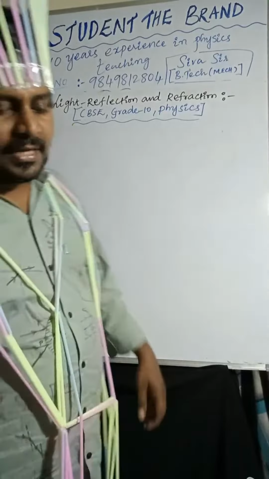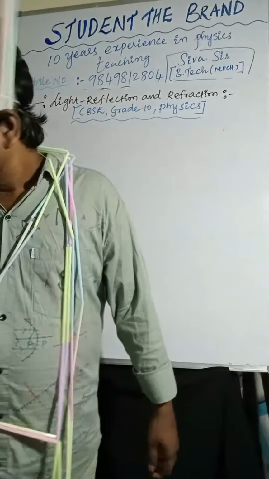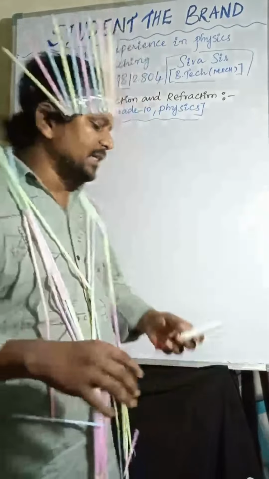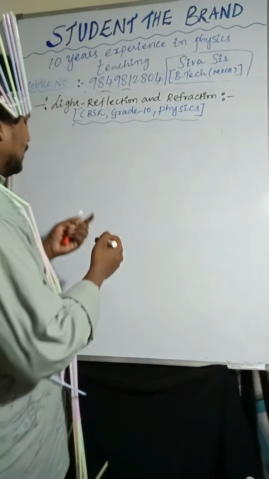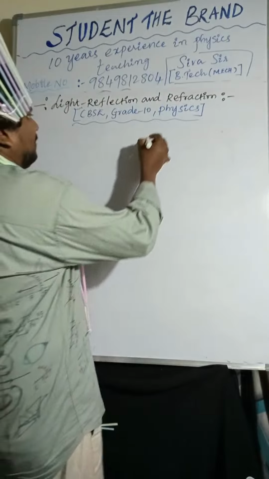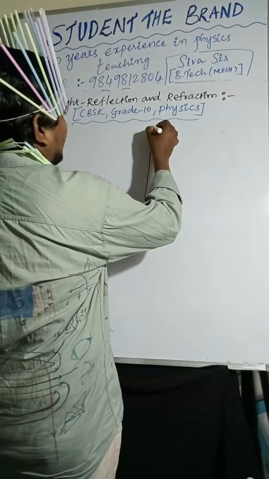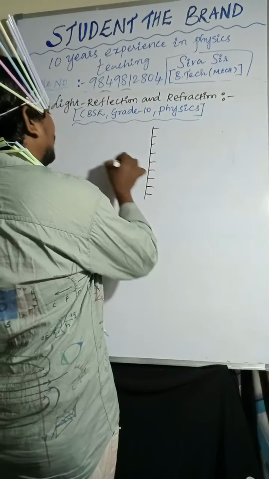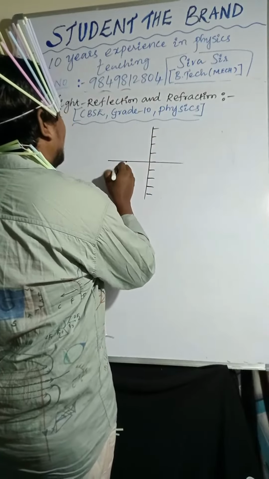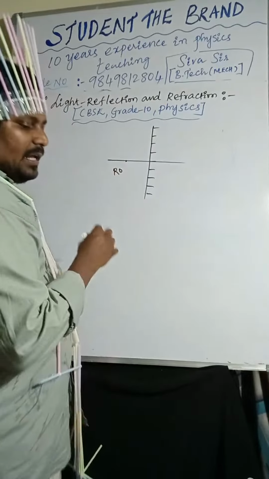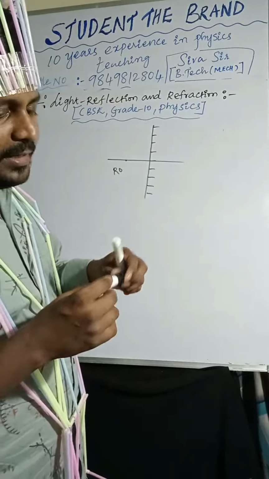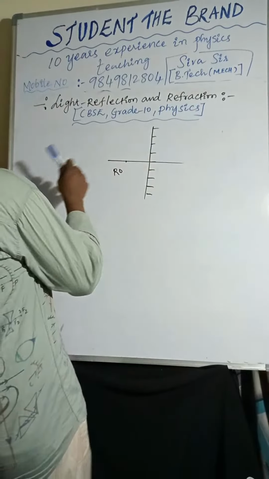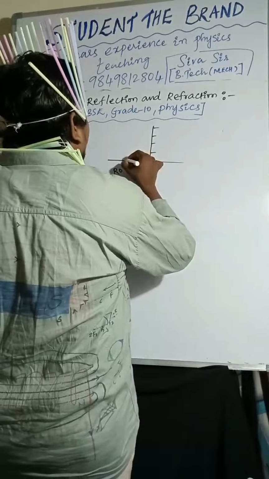So now, after regular reflection and irregular reflection, we'll discuss object and image. Here I'm considering a plane mirror. This is the plane mirror. Here, this is the object, a real object. Light rays are coming from this point.